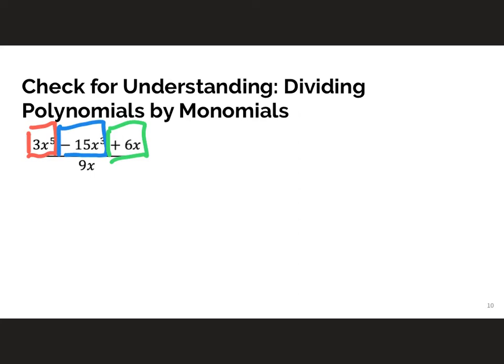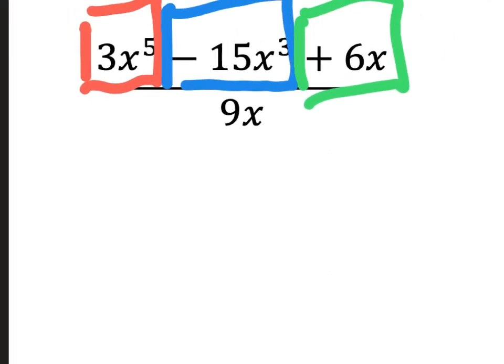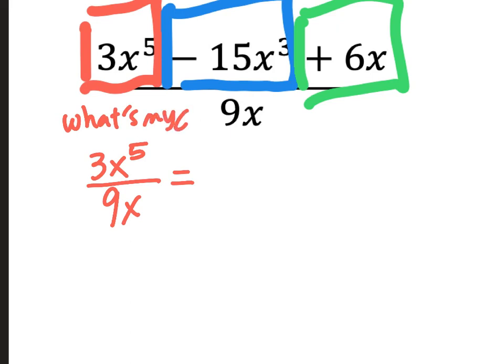So let's work with my first term here. My first term is going to be 3x to the fifth. And then I know that I'm going to keep that denominator as 9x. I didn't do anything to it. Okay? So when I'm thinking about dividing 3 and 9, I want to think, what's my GCF? And my GCF between 3 and 9 is 3.